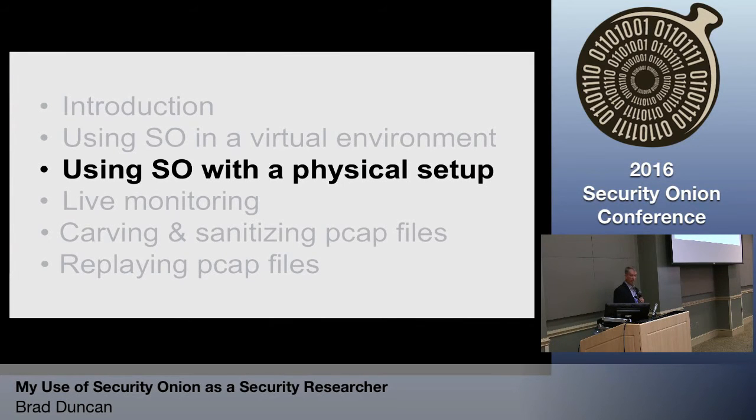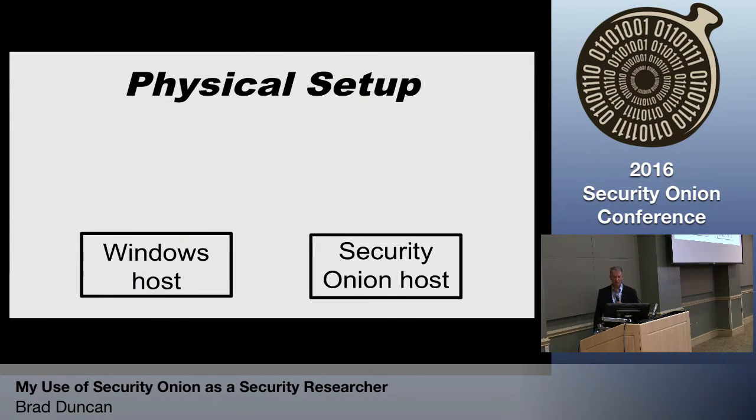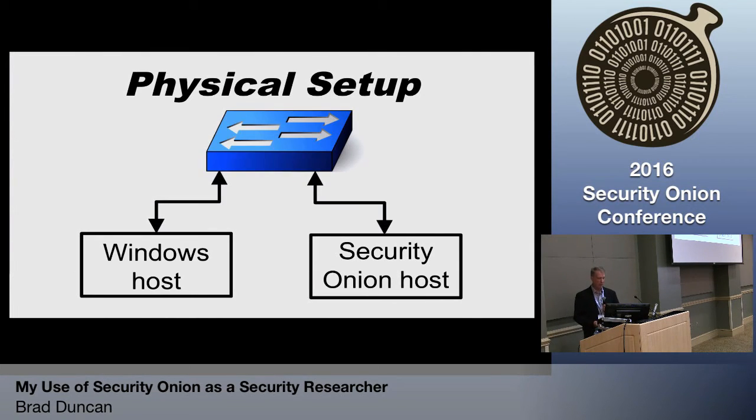So using Security Onion with a physical setup is somewhat similar. You've got your physical Windows host and your physical Security Onion host. Using VMware in a virtual environment, by default, your two virtual machines are on the same virtual LAN, and Security Onion working in promiscuous mode is going to capture all the packets. You've got to be able to mirror that option here in the physical world. So what I'll do is I'll just have some cheap switch. For me, personally, I got a Cisco 2960 switch off of eBay for relatively cheap.